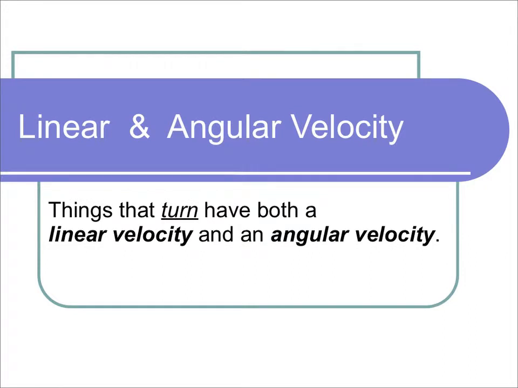Now, things that turn, and by turn we mean rotate, have both a linear velocity and an angular velocity. And the linear velocity we've seen already, that v. Remember, v equals 2 pi r over t. That's the linear velocity, that's tangent to the path. What we want to talk about today is the angular velocity.